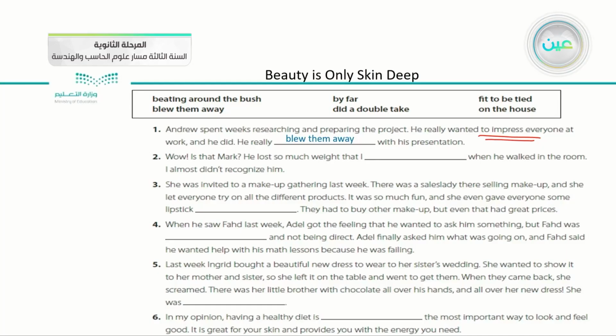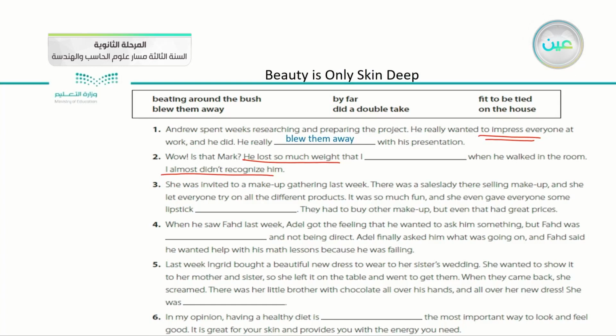Wow, is that Mark? He lost so much weight that when he walked in the room, I almost didn't recognize him. Okay, now we have two keywords. The first one is he lost so much weight. What does that mean? That means he looks different. The second one is I almost didn't recognize him. That means I couldn't place his face the first time.